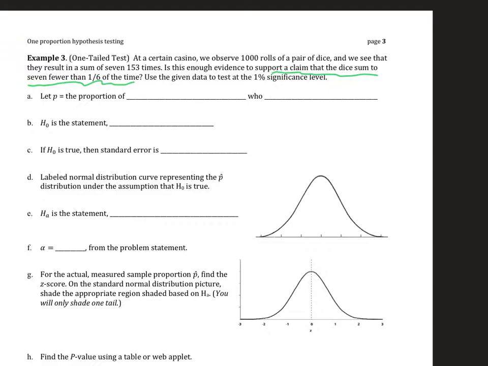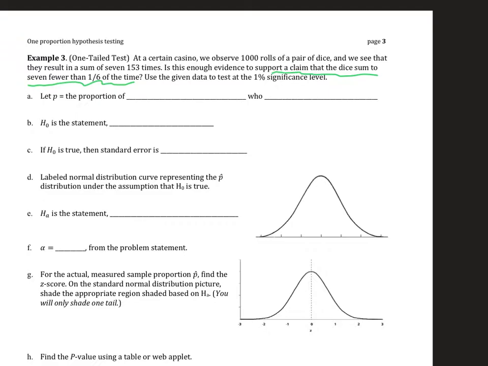So the point here is that the thing we're wondering about is not just whether the proportion is 1/6 or not, but rather, do we think there's evidence that the casino is actually cheating by having dice that come up 1/6 too few times? And so that's a more specific claim. So we've worked through our steps.